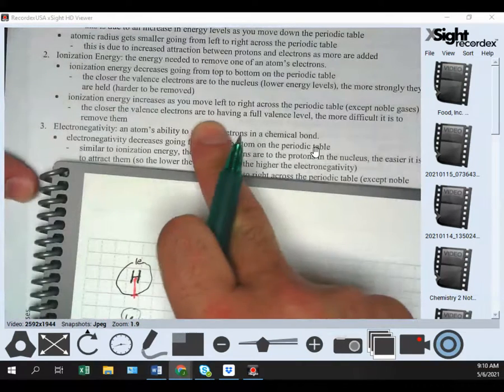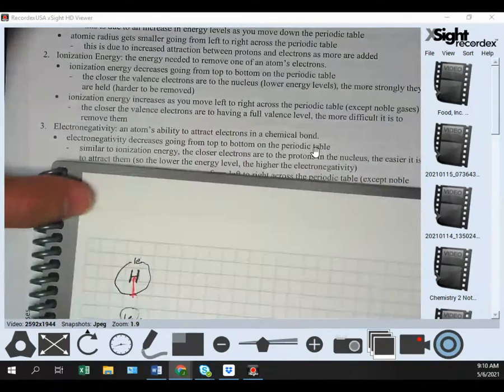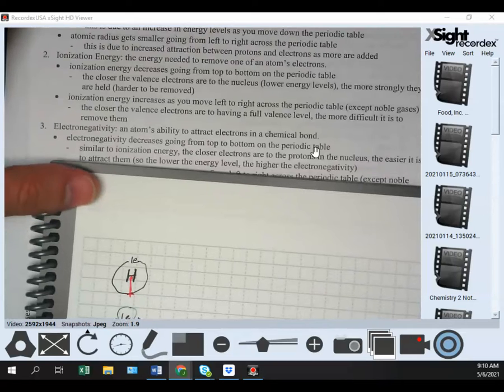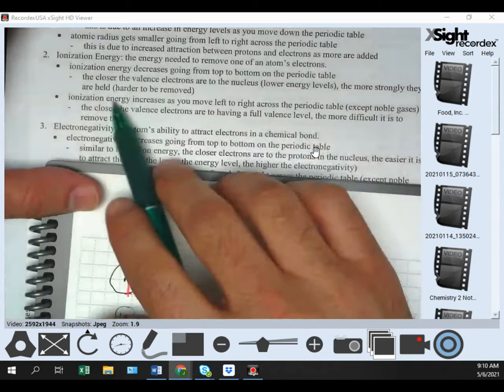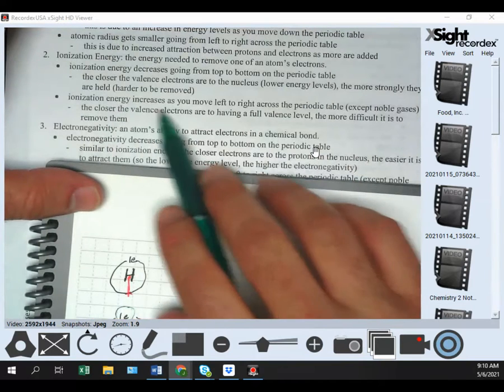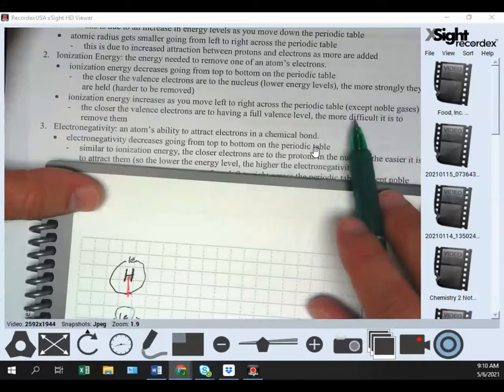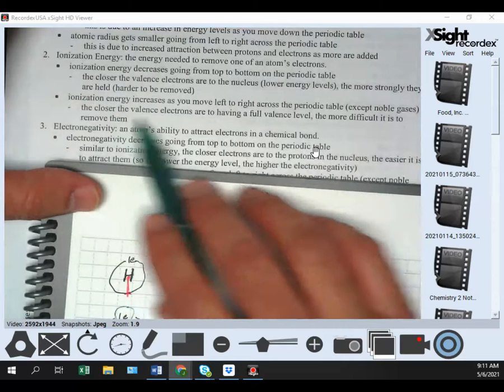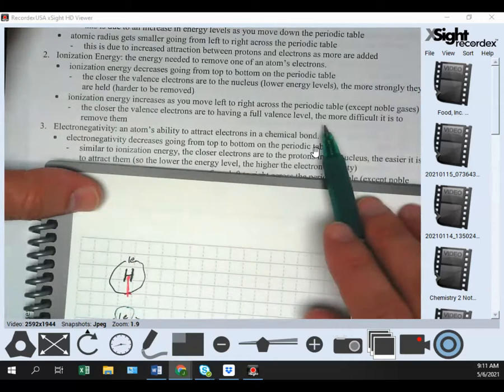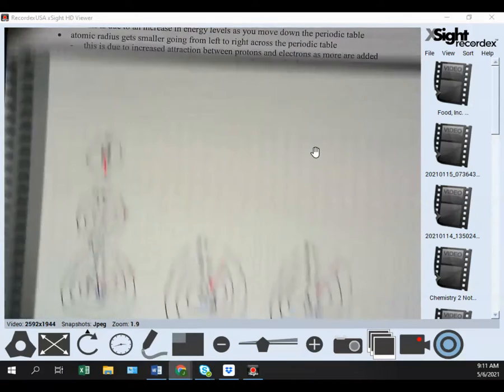Ionization energy, or the amount of energy that you need to remove an electron. So remember, think of it this way. The more energy you need, the harder it is to pull that electron away. Okay, the easier it is, the less energy you need. The amount of energy you need, ionization energy, increases as you move from left to right, except for the noble gases. And this is because the closer the valence electrons are to having a full valence level, the more difficult it is to remove them.